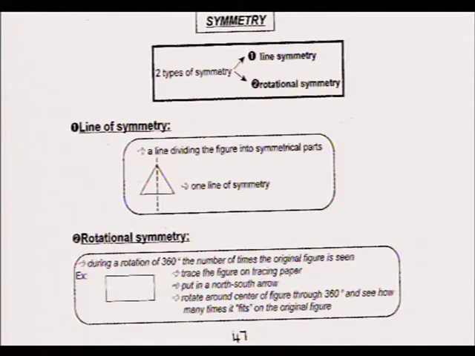Symmetry, you get two types of symmetry, the line symmetry and rotational symmetry. The line symmetry is a line dividing the figure into symmetrical parts. There is one line of symmetry. Rotational, for example, during a rotation of 360 degrees, the number of times the original figure is seen. So you can turn it around in your imaginary idea and find how many times you have to turn until it will be in the same position again.